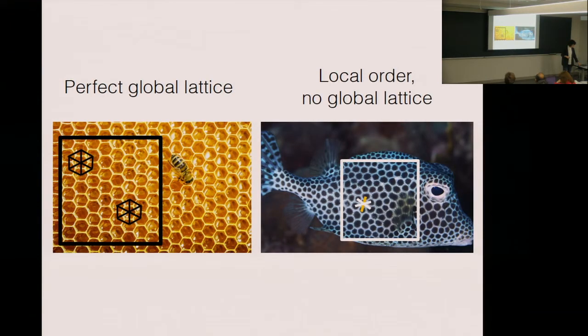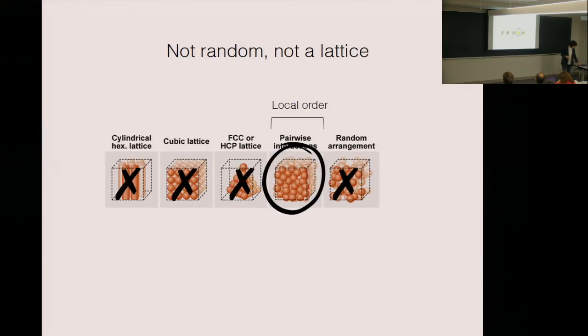And here there's local order, but there's no global lattice. We take the unit, we move it, but then it needs to rotate in order to fit. So here, fixed distances, but no global lattice. All right, so what we know now is that we are somewhere in the middle, not completely random, not a complete lattice, and we have a local order.